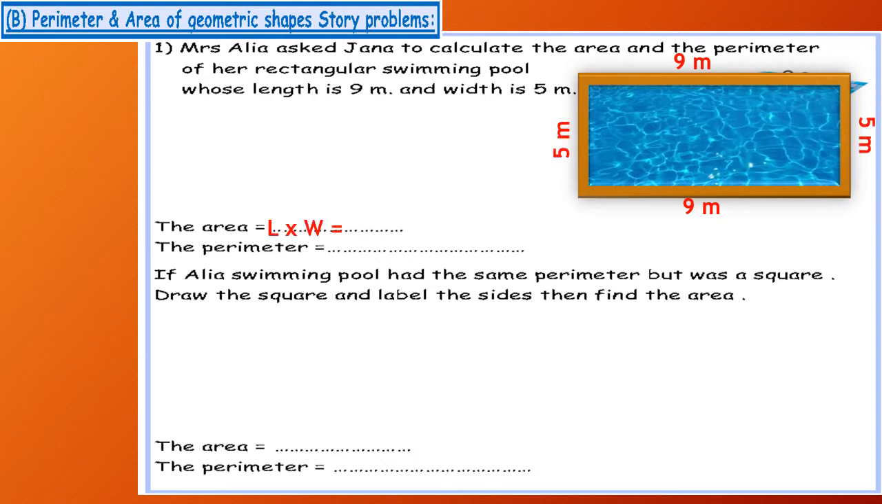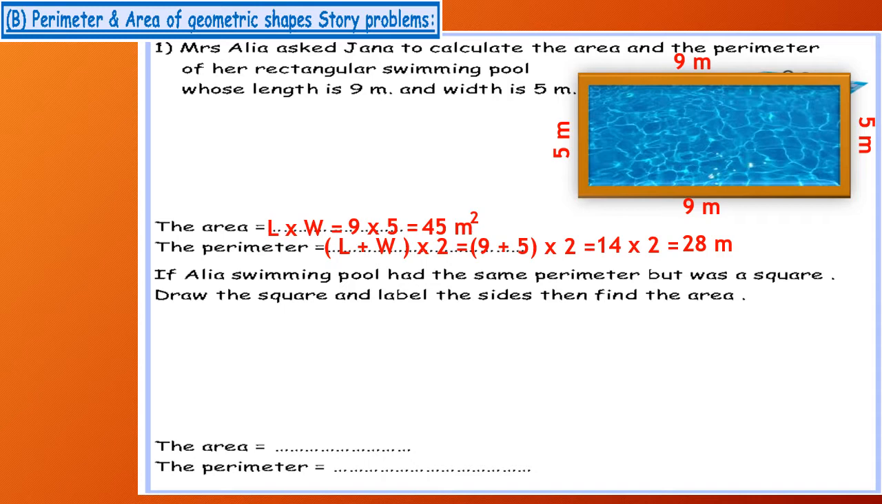So the area, length by width, 9 by 5 equals 45 meters squared. The perimeter, length plus width by 2: 9 plus 5 by 2 equals 14 by 2 equals 28. The double of 14 is 28 meters.